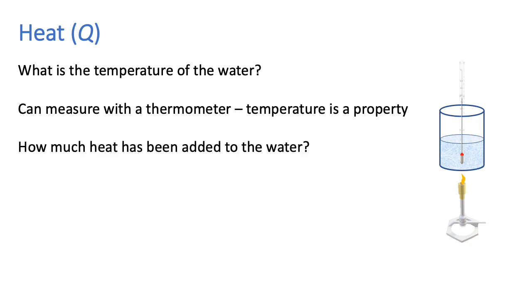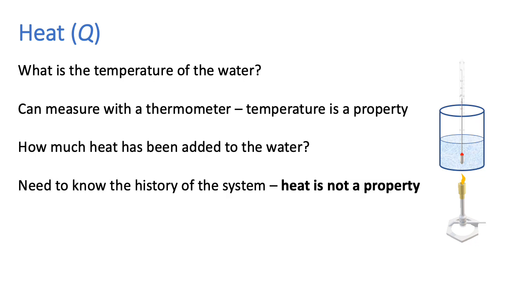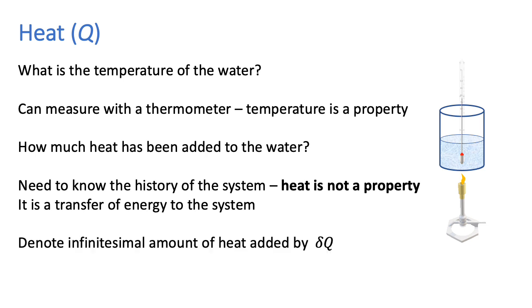But suppose you are asked how much heat has been added to the water. If you knew what the initial temperature was and what the final temperature was, and if you knew the mass of water inside, you could actually calculate this. But this means that you need to know the history of the system. Heat is not a property. It is a transfer of energy to the system. And therefore, we are going to denote an infinitesimal amount of heat added to the system by delta Q, not dQ.